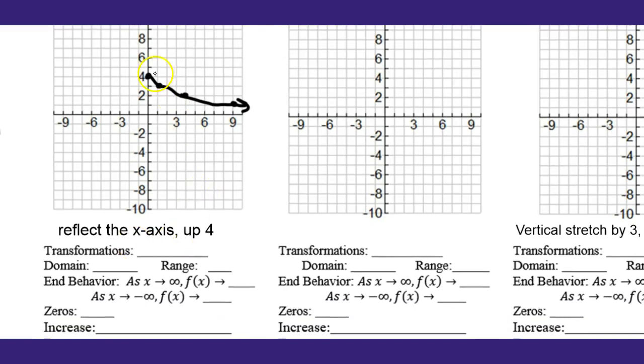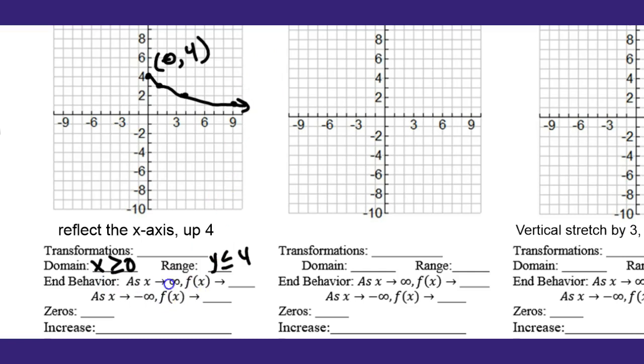Now, domain. Well, remember, this starting point is 0, 4. So the domain, since it's going to the right, all the x values are getting larger, 3, 6, 9, and so on, and so forth. So x is greater than or equal to 0. For the range, the y values are decreasing, 4, 2, 0, negative 2, negative 4. They're getting smaller, so we say y is less than or equal to 4.